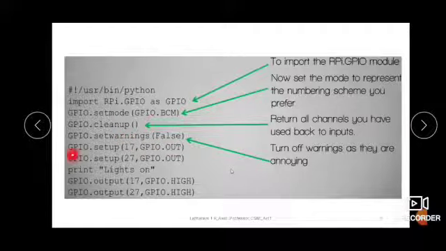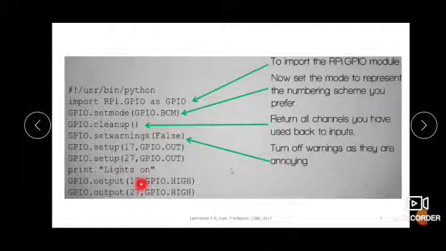Then the next statement is GPIO.setup(17, GPIO.OUT), meaning pin number 17 is set as an output pin because we are connecting it to an LED. Then again the same setup statement, but the pin number is 27, because we need to connect another LED. So another LED connection with pin 27, and it is also set as an output pin. Then we will write code to print a message, lights on.